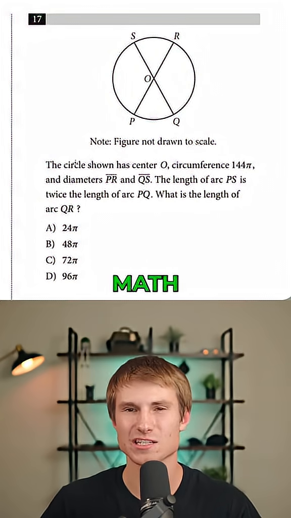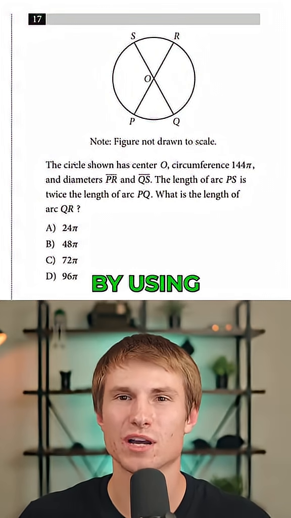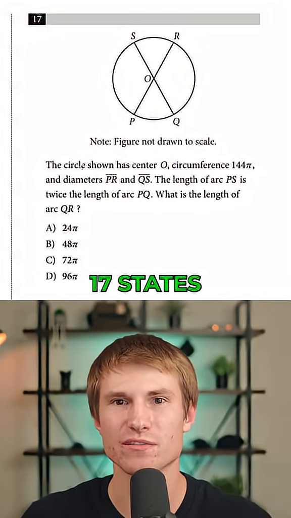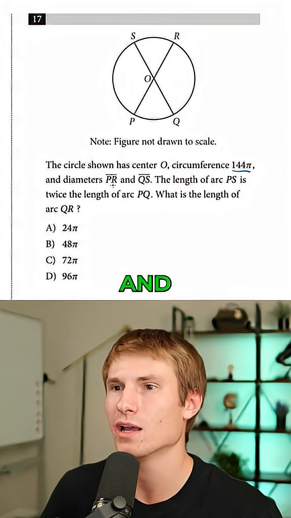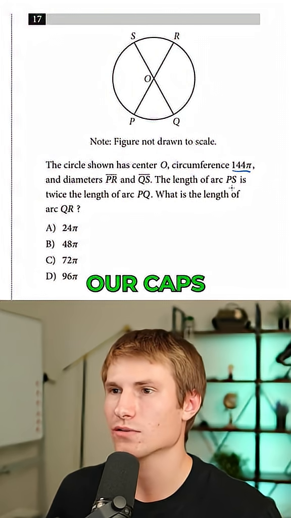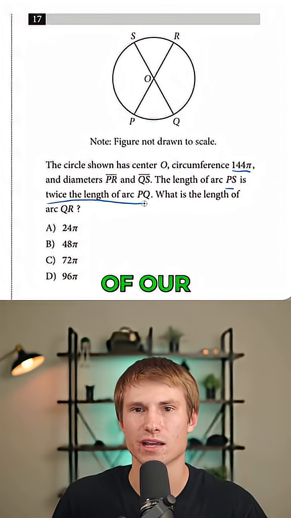Here's how to answer this SAT math problem about arc lengths by using ratios and proportions. Question 17 states that the circle shown has center O, circumference 144 pi, and diameters PR and QS. The length of arc PS is twice the length of arc PQ.